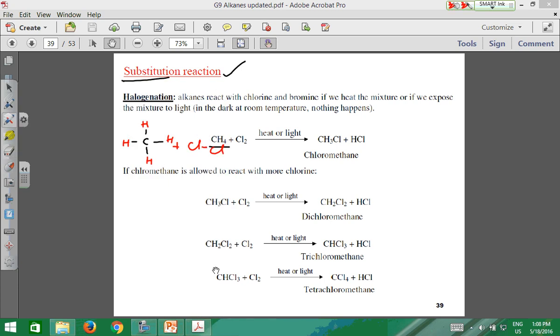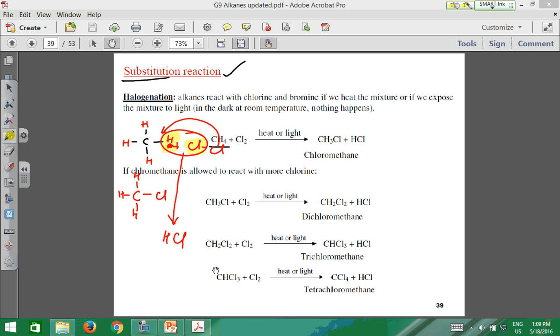Now what will happen? This chlorine combines with hydrogen and forms HCl. Here HCl will form. What about this? This chlorine will come to this place. So the structure will be, these three hydrogens don't change, and here you put chlorine. This hydrogen is substituted by chlorine. So this hydrogen is substituted by this chlorine.